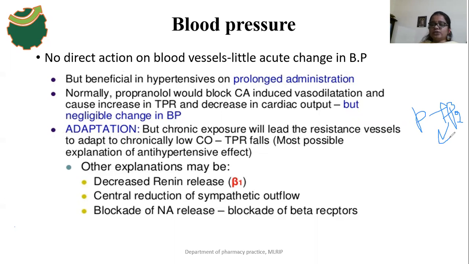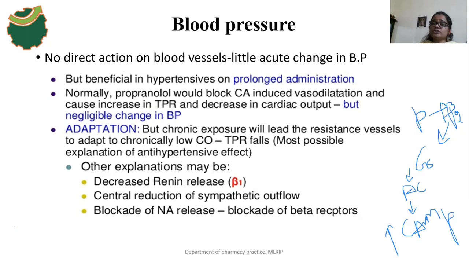Okay, what is a beta 2 agonist drug? When a beta agonist drug binds with the beta 2 receptors, what will happen? The beta 2 receptor is also a Gs-coupled receptor, a G stimulatory G protein coupled receptor. Then there is activation of adenyl cyclase enzyme, which means cyclic AMP formation increases.